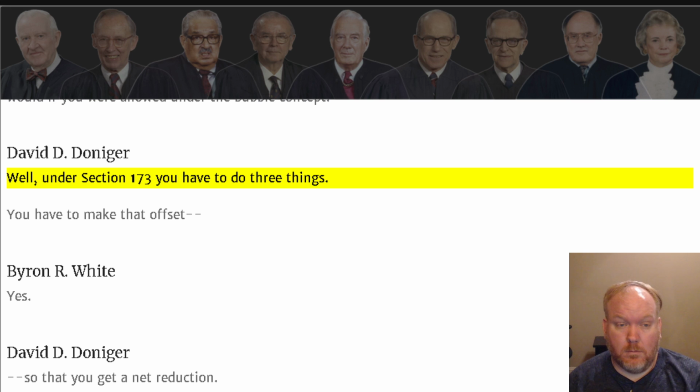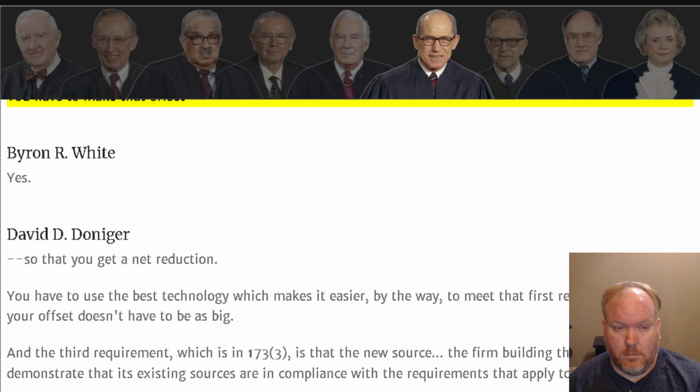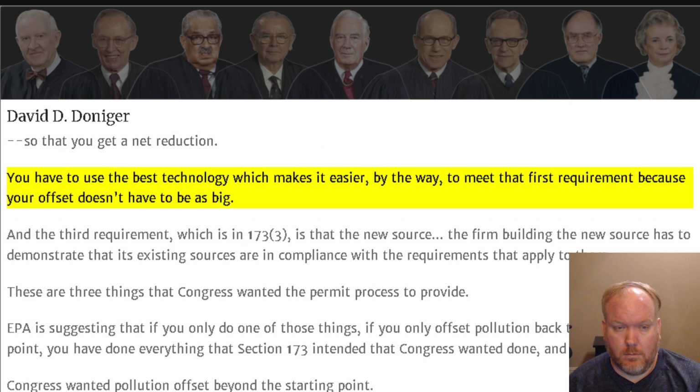Well, under Section 173, you have to do three things. You have to make that offset, yes, so that you get a net reduction. You have to use the best technology, which makes it easier, by the way, to meet that first requirement, because your offset doesn't have to be as big.